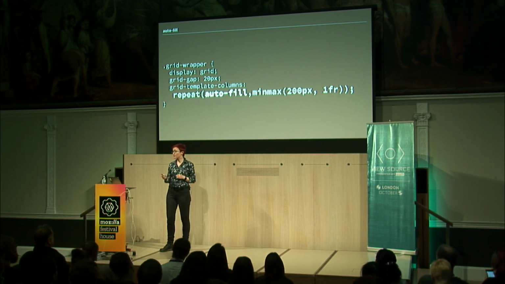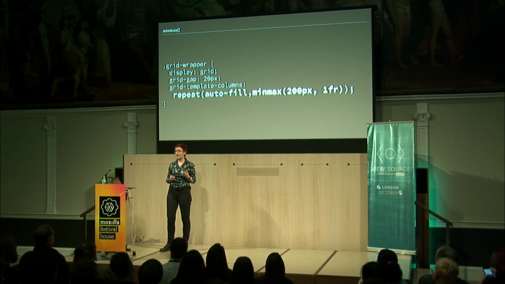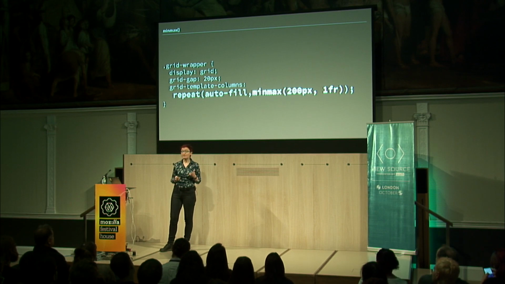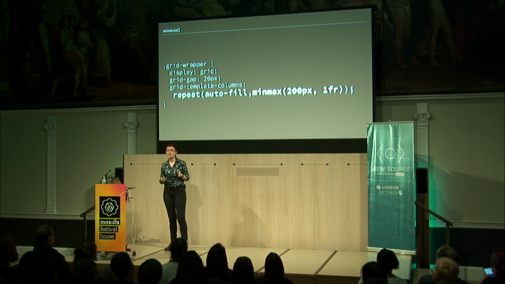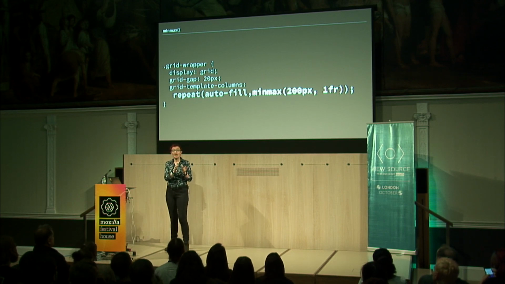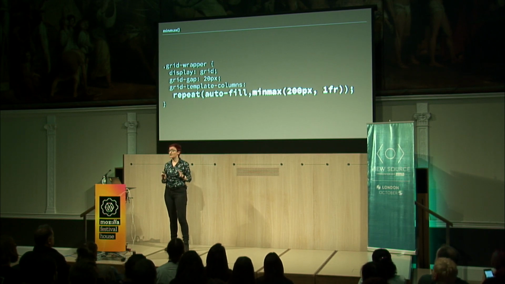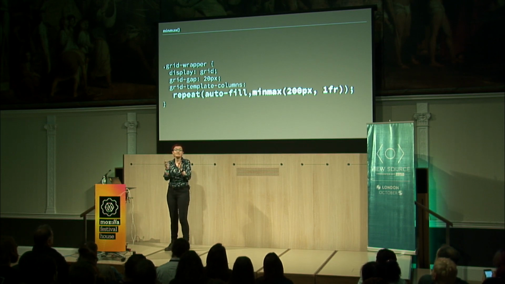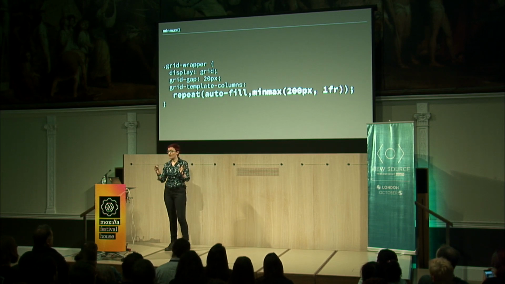So we're using auto-fill. And then I'm using this minmax. Minmax is really, really useful because it lets us say, make something be a minimum size and then a maximum size. So it can be between those two things, which turns out to be very handy. In this case, I'm saying create a track that is at least 200 pixels wide, never get smaller than 200 pixels, but make the maximum 1fr.